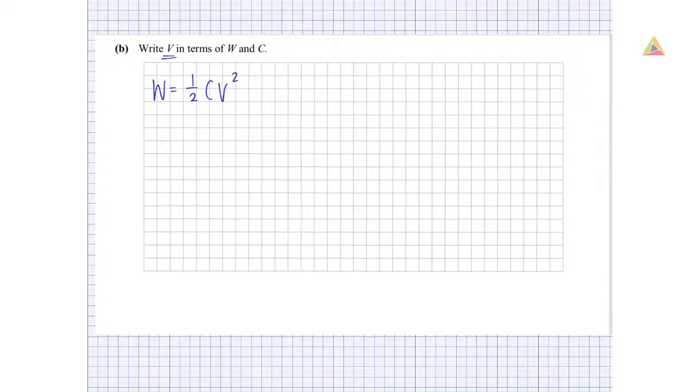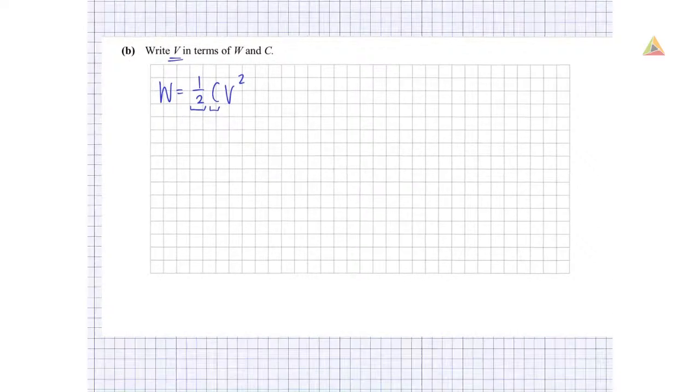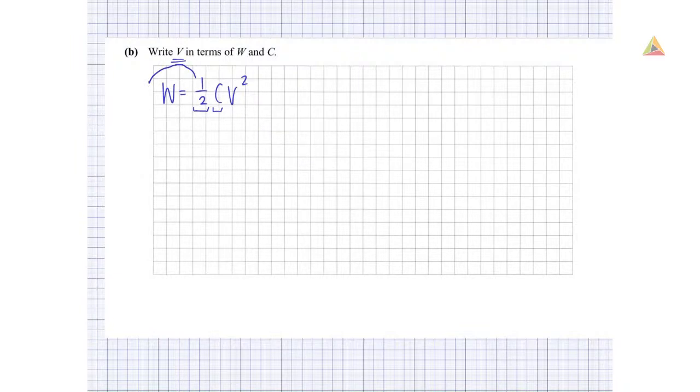So what we would do here is get rid of the half and then get rid of the C, and then just get V squared on its own first of all. So we need to bring the half over to this side of the equation. It's a half, so it's actually going to flip over, so it's divided by 2 on this side. So when we bring it over, it's going to multiply. So it's going to be 2W is equal to CV squared.